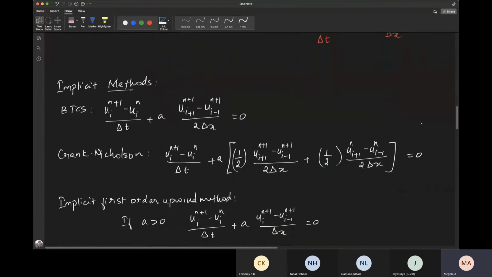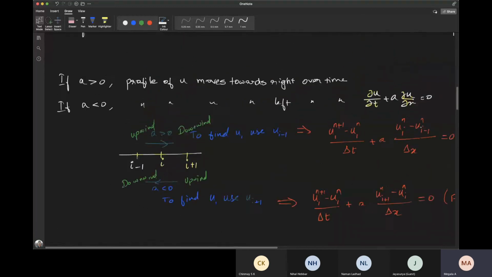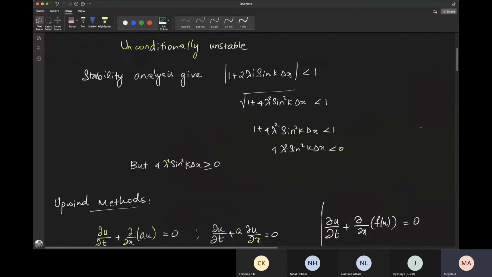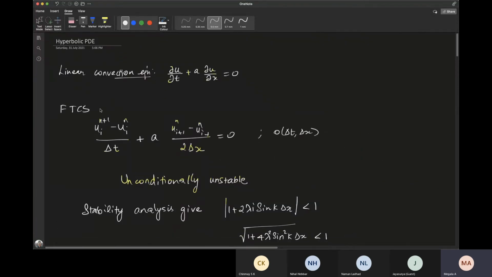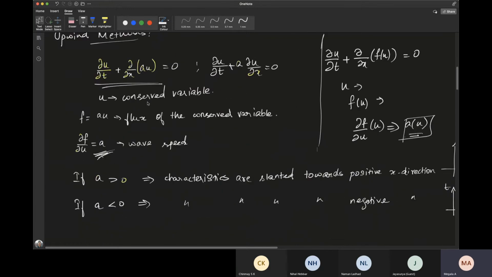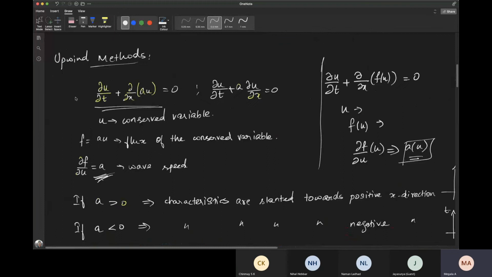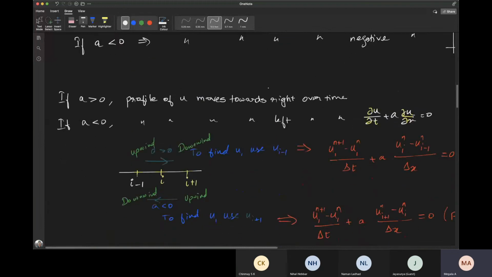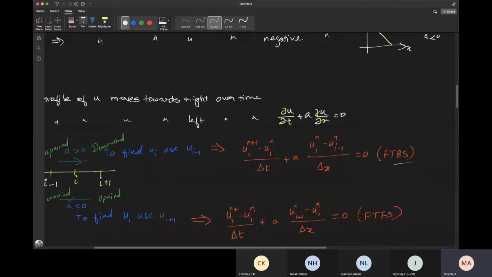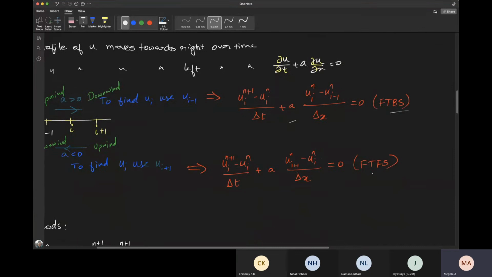So as of now we have seen only explicit schemes. We saw FTCS, which is an explicit scheme, and we have seen some upwind methods. We have seen one first order upwind method, wherein we use FTBS if a is greater than 0, and we use FTFS if a is less than 0. All of these are explicit schemes. So this is an explicit first order upwind method.